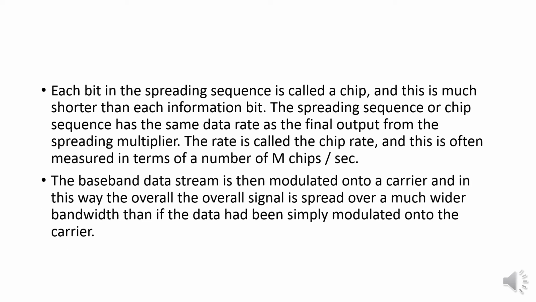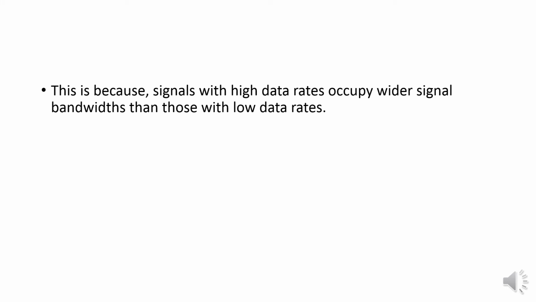The baseband data stream is then modulated onto a carrier, and in this way the overall signal is spread over a much wider bandwidth than if the data had been simply modulated onto the carrier. This is because a signal with a high data rate occupies a wider signal bandwidth than those with low data rates.